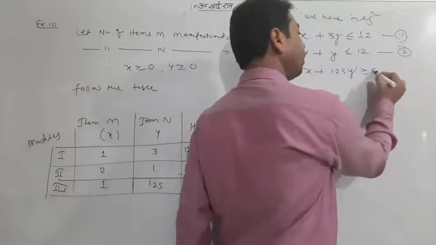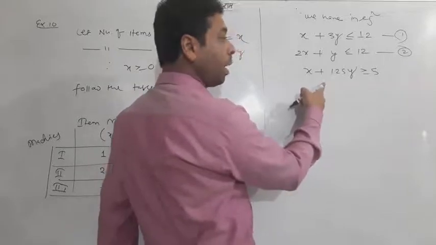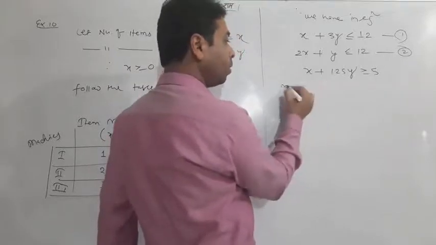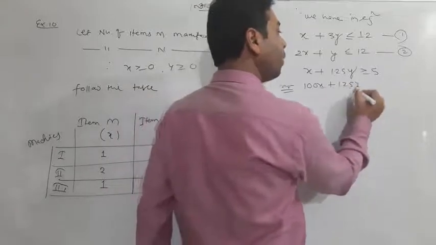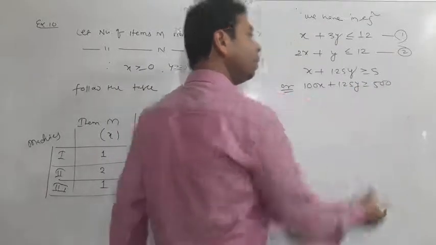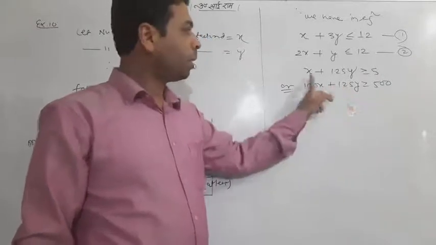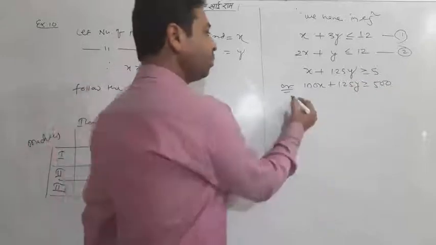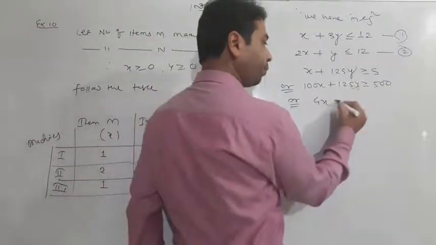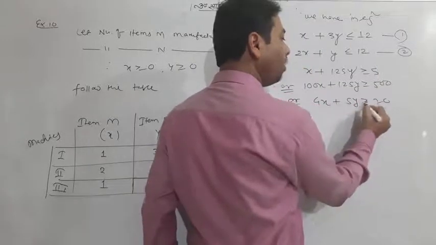It's a 5. Now I just want to change this last one. How can we change it? I multiply by 100, so the last one is 100x plus 125y at least 500. I multiplied by 100 so that the decimal is eliminated. But now it's 100 and 500, so I'll divide by 25. Now it's all easy, guys.